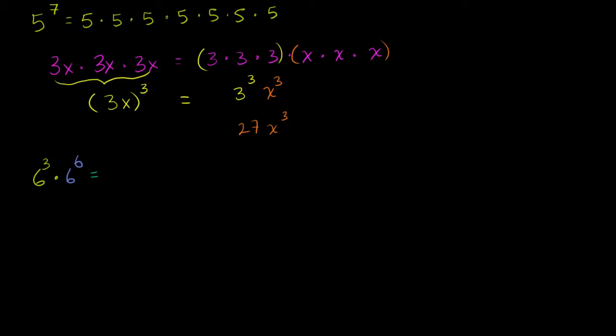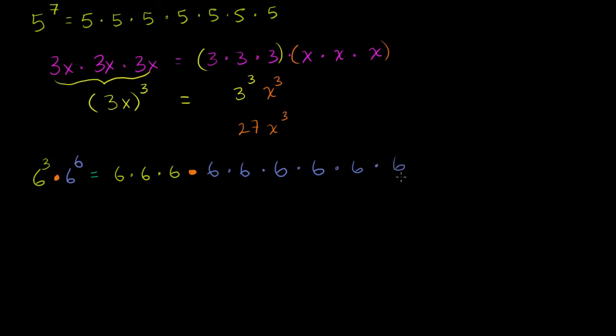Well, 6 to the third, we know that's 6 times itself 3 times. So it's 6 times 6 times 6. And then that's going to be times 6 to the 6th power. Well, what's 6 to the 6th power? That's 6 times itself 6 times. So it's 6 times 6 times 6 times 6 times 6. Let's see, that's 5. Then you get one more times 6.